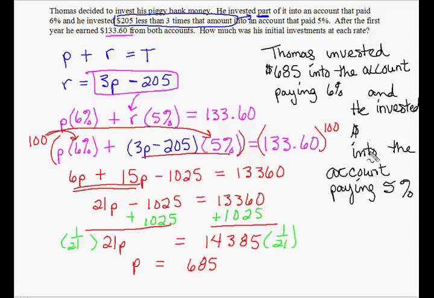And he invested how much money into the account paying 5%? Well, to figure out that answer of how much money was invested, let's go back to the rest of the money and put in this information about P being $685. 3 times 685 minus 205 is $1,850.